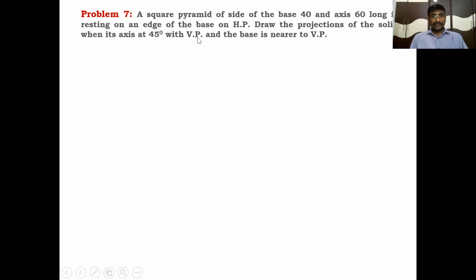So axis inclined to VP is given here. Axis makes an angle of 45 degrees with VP. So in the initial position, you have to assume that the solid's axis is perpendicular to the vertical plane. In the second position, you have to rotate that axis, which makes an angle of 45 degrees with the vertical plane.